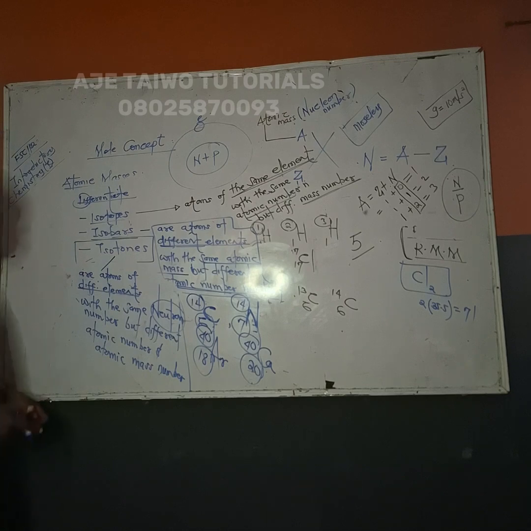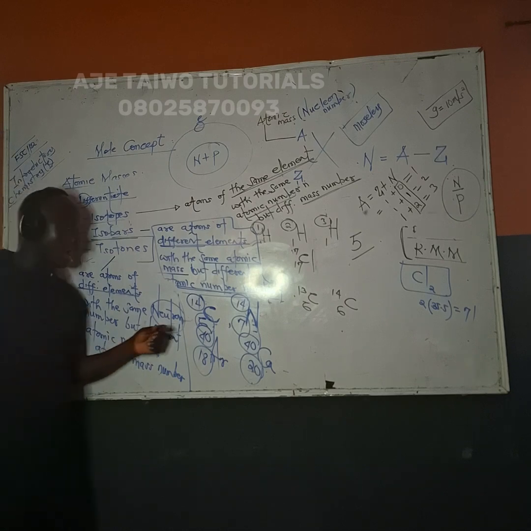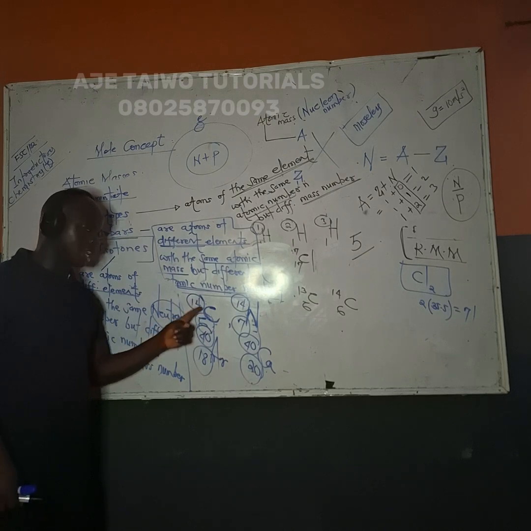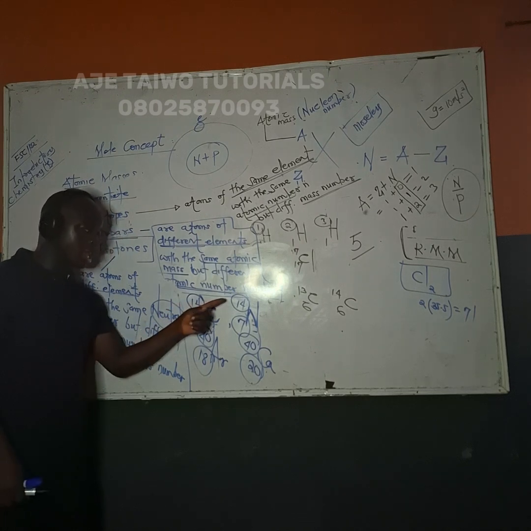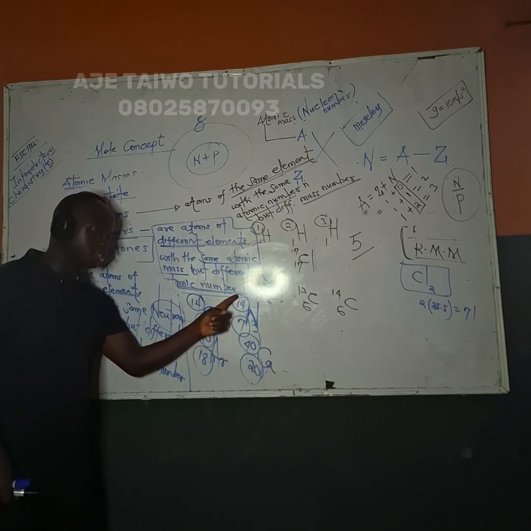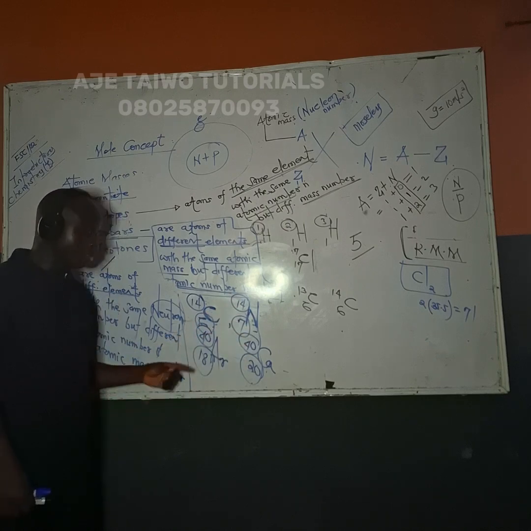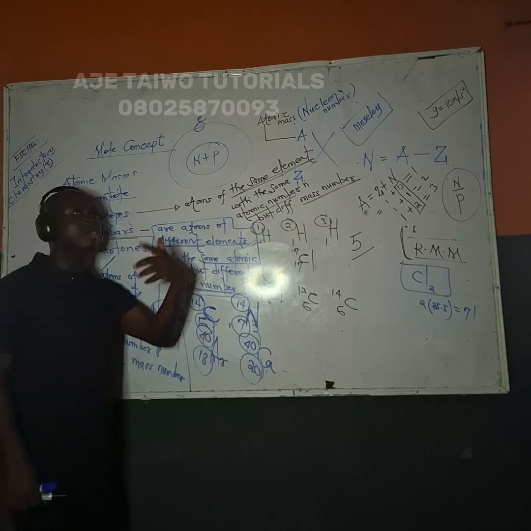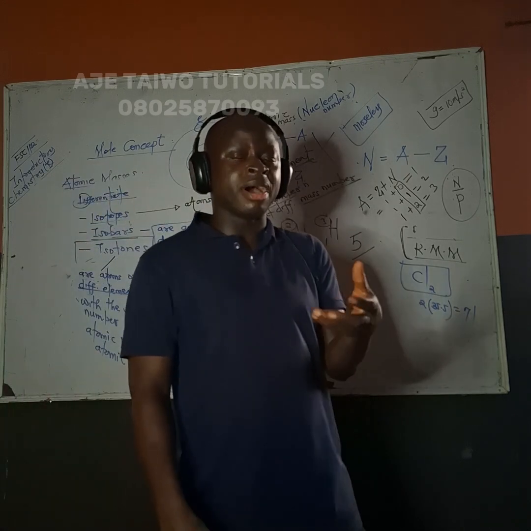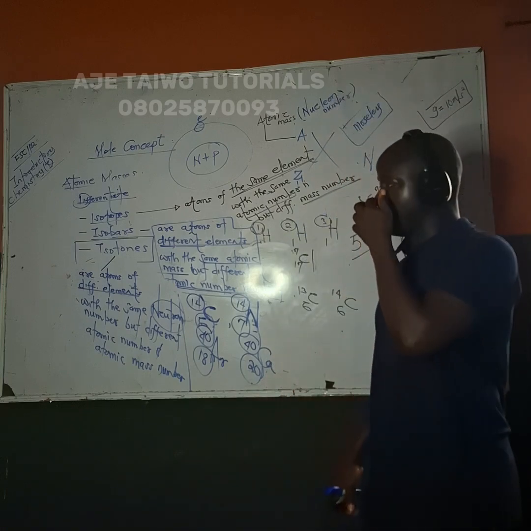If you calculate their neutrons, it will be different. How many neutrons in carbon 14, 6? 14 minus 6. In nitrogen 14, 7? 14 minus 7. In argon? 40 minus 18. In calcium? 40 minus 20. If you calculate for two elements and the neutron numbers are the same, they will be called isotones.